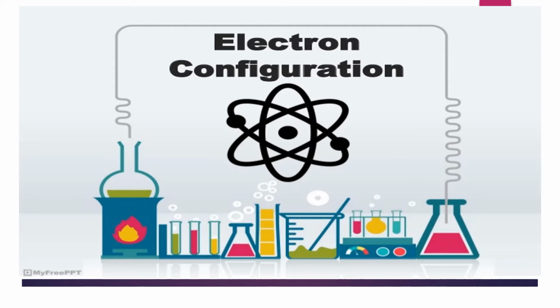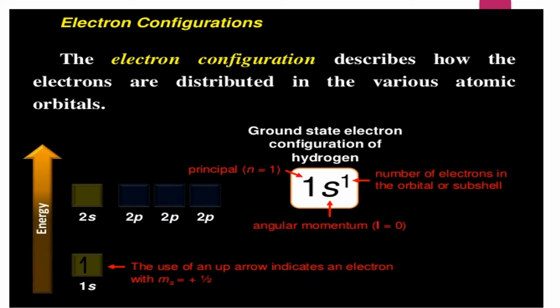Now, let's get into details. What is electronic configuration? Electronic configuration describes how the electrons are distributed in the various atomic orbitals. I repeat, electronic configuration means distribution, arrangement of electrons in various atomic orbitals is known as electronic configuration.